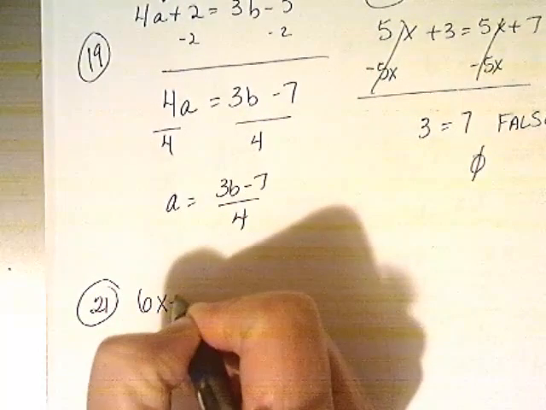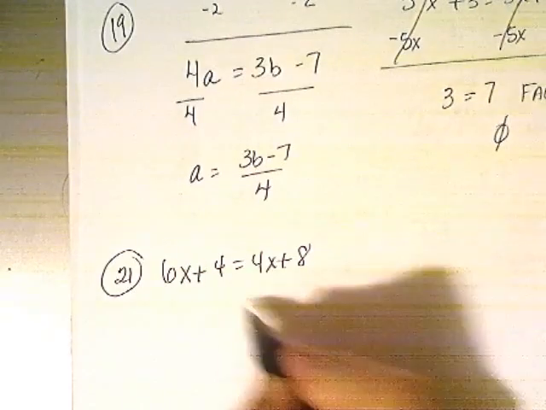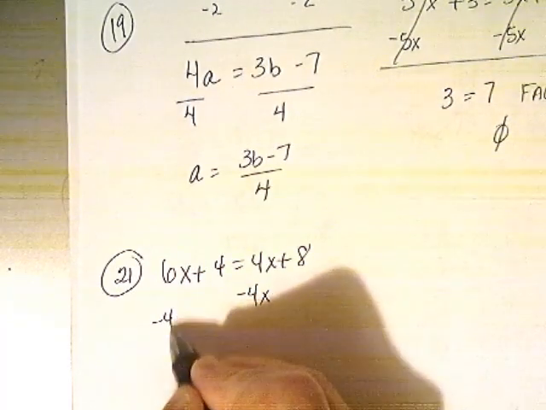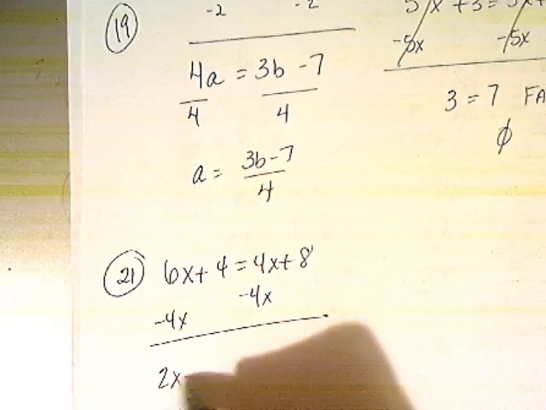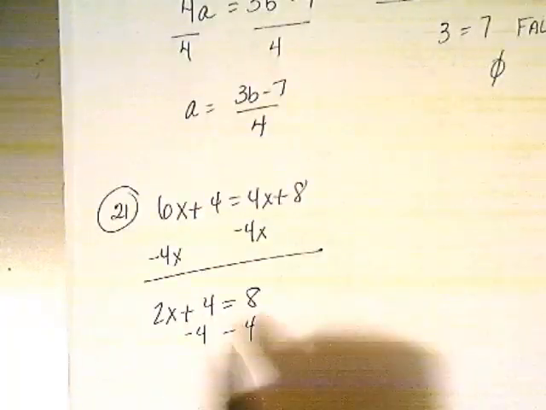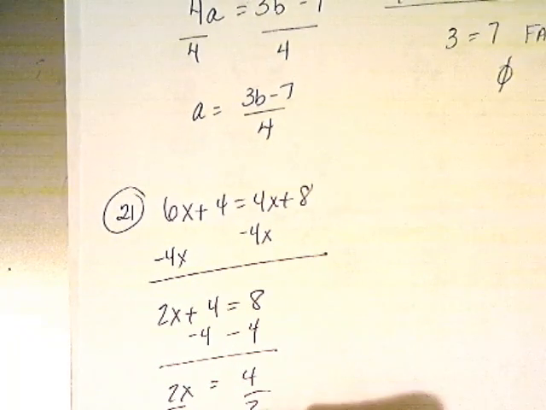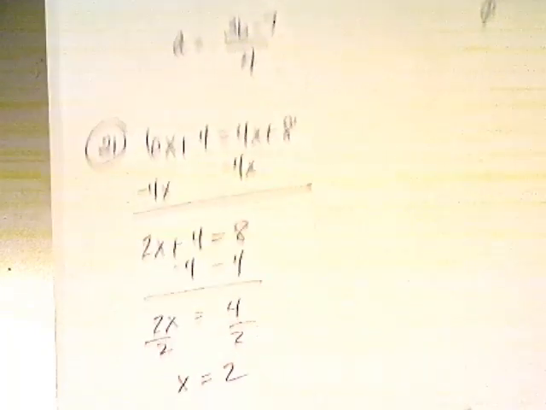21, 6x plus 4 equals 4x plus 8. I'm going to solve by subtracting 4x from both sides. 2x plus 4 is equal to 8. Subtract 4. 2x equals 4. Divide by 2. X is 2.